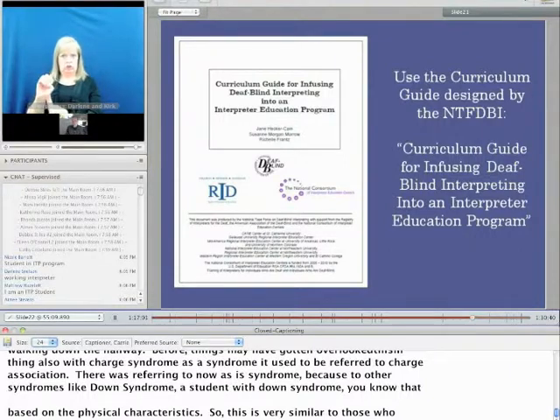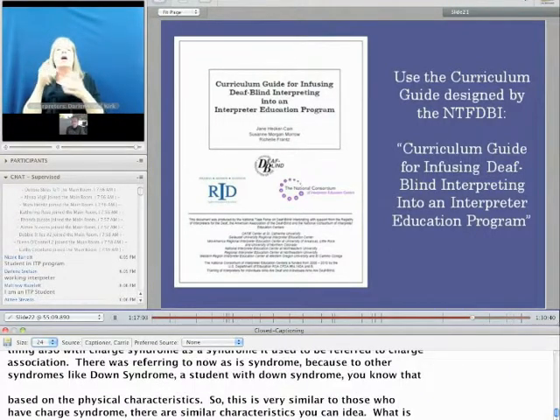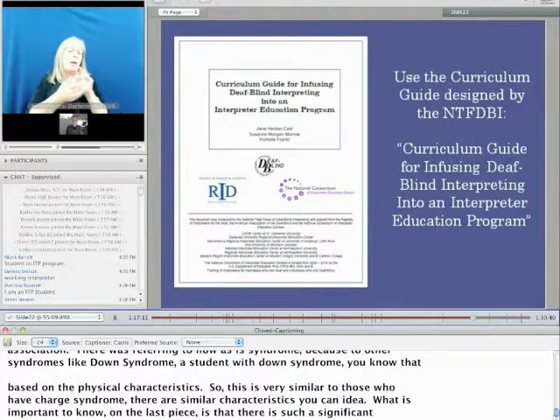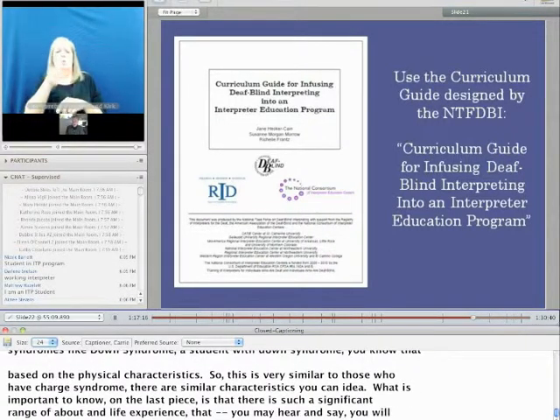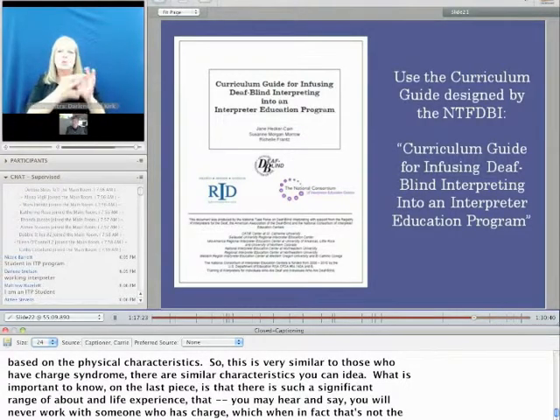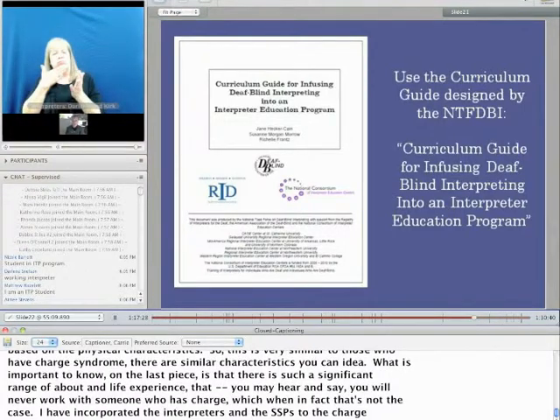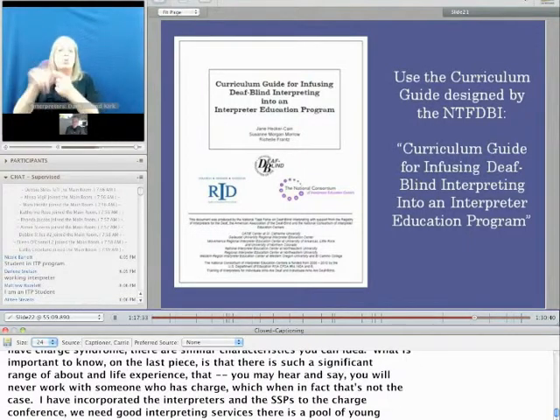But what's important to know about CHARGE is that since there's such a significant range of ability and life experience, you may hear that and say, oh, you'll never work with someone who has CHARGE, when in fact that's probably not the case. I've coordinated the interpreters and the SSPs for the CHARGE conference that I mentioned, and we needed good interpreting services because there's a pool of young adults, some teens, who are college-bound participants. And so they need great interpreters just like any other deafblind person needs, right?